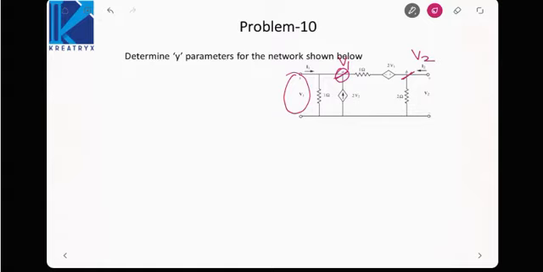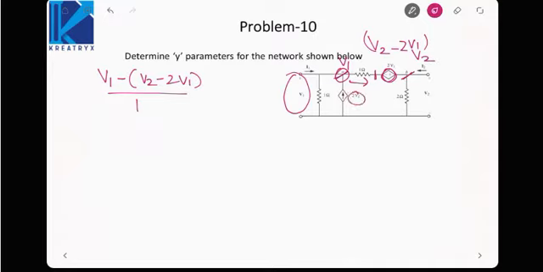If you apply KCL at node A, then what is the current between A and B? Here the voltage will be, if this is V2, V2 minus 2V1, because this is the voltage drop of 2V1. So what is the current going here? Current going here will be (V2 minus 2V1) by 1. This is the outgoing current. This 2V2 is the incoming current.